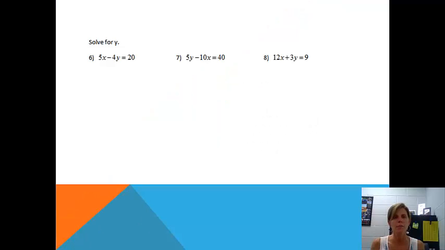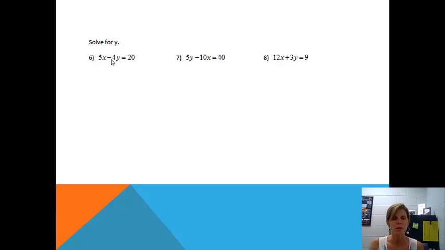In all of these example problems, we will be solving for y. These will be helpful when we get to graphing equations, because if we put them in y equals form, we're going to be able to find information out of them. We're going to be able to find something called the slope, the y-intercept. We'll be able to graph it and do different things with that. So what we are going to do is solve for y.